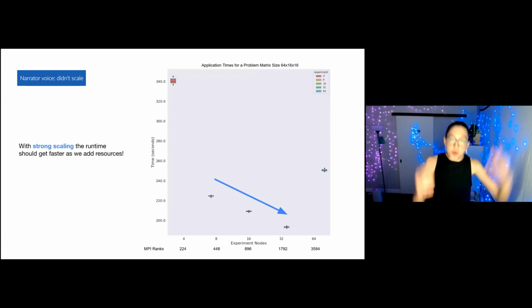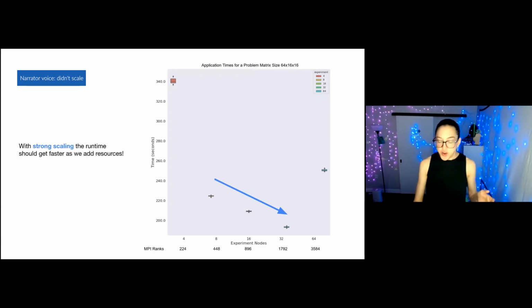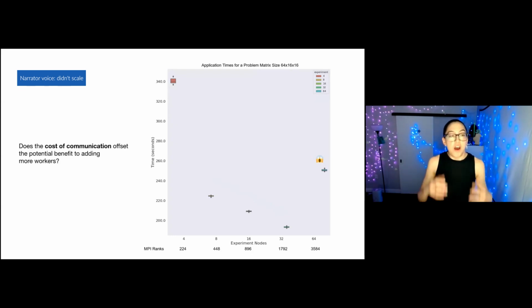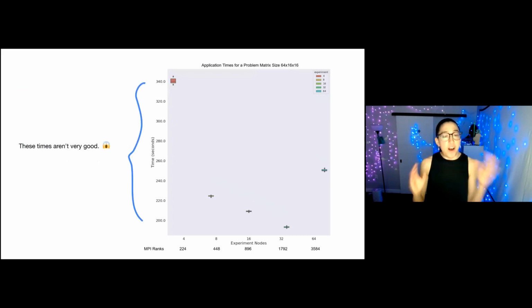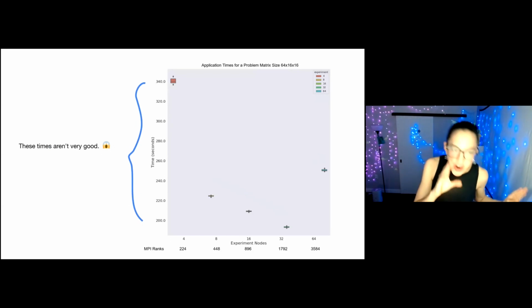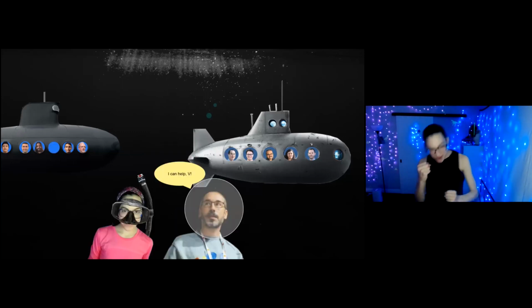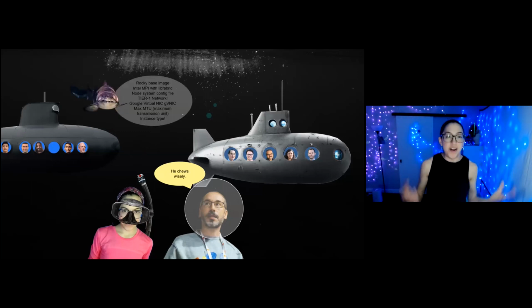And to some extent, we do see that. We see that up to size 32, but then at size 64, something happens, and that something suggests that the cost of communication offsets any potential benefit to adding more resources. And also, I just want to point out that these times are not very good. So it's still slow. Thankfully, Antonio swam out of the collaborator sub, and he said, I can help. You see, there are all these things that you aren't considering, from the base image to how you're building MPI, networking flags, and importantly, the instance type.